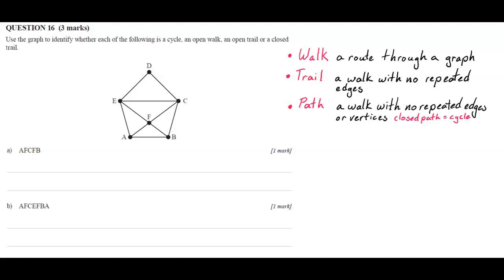Now, the only difference between open and closed is whether you start or finish at the same point. If you start and finish at different points, it's open. If you start and finish at the same point, it's closed.